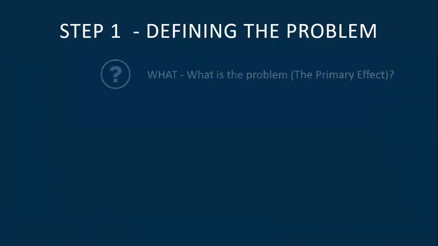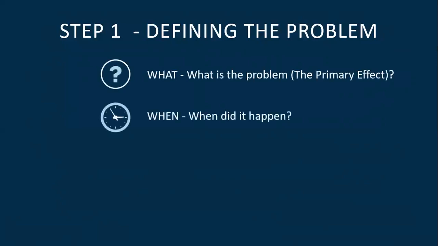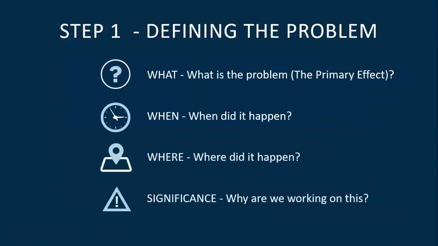So defining the problem, the first question we ask is, what is it? We call it the primary effect. Second question, when did this happen, or when is it occurring? Where did it happen? And finally, significance. What are the consequences of this? How important is it? Why are we working on this?